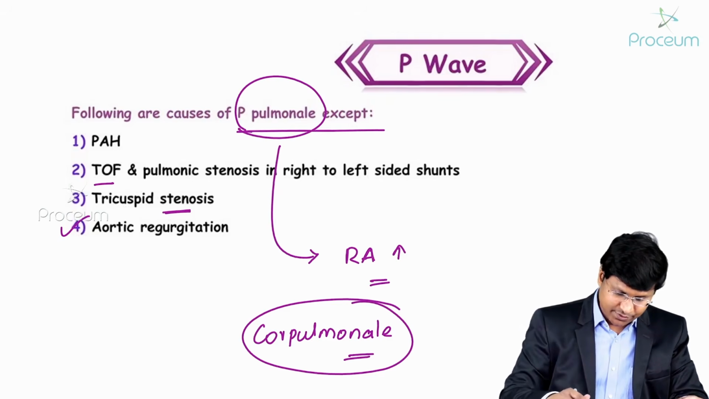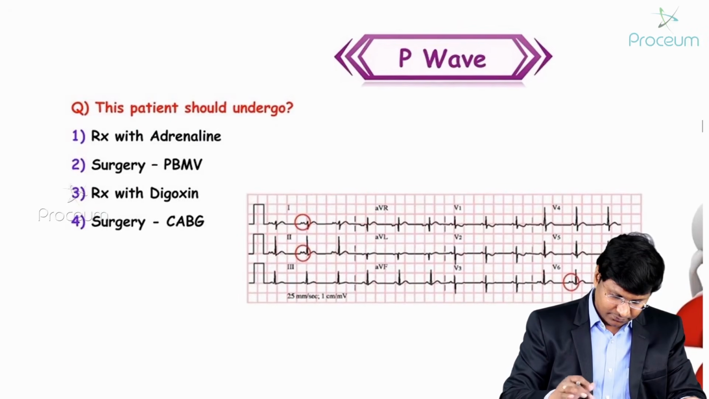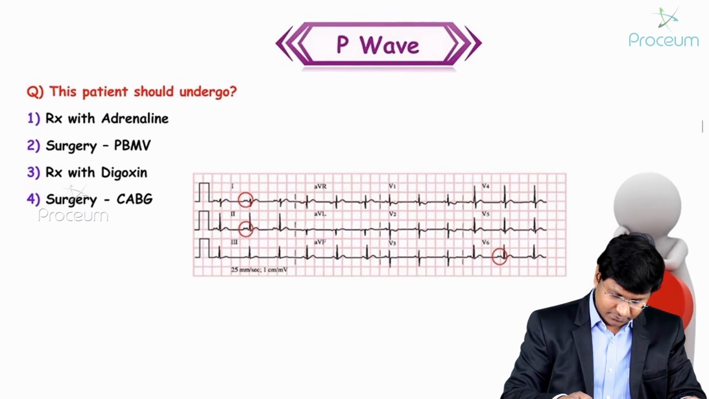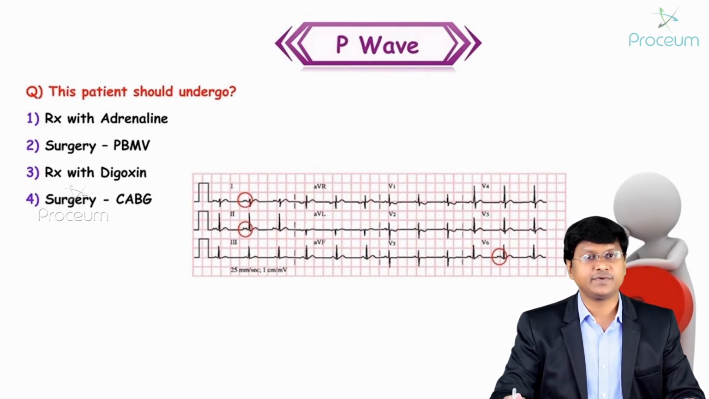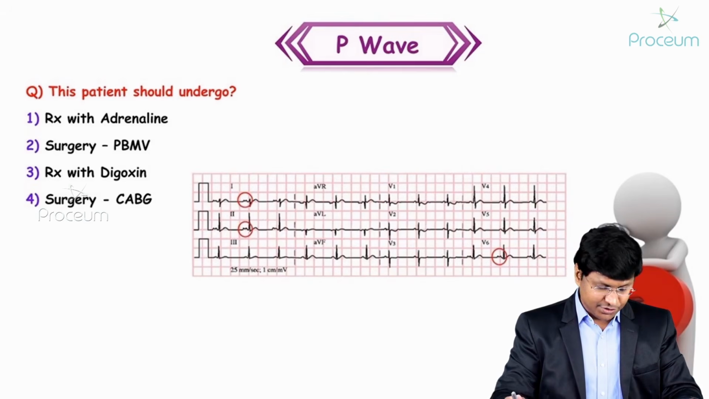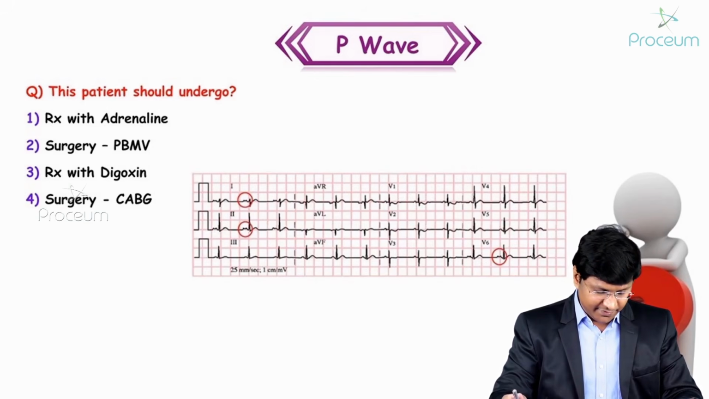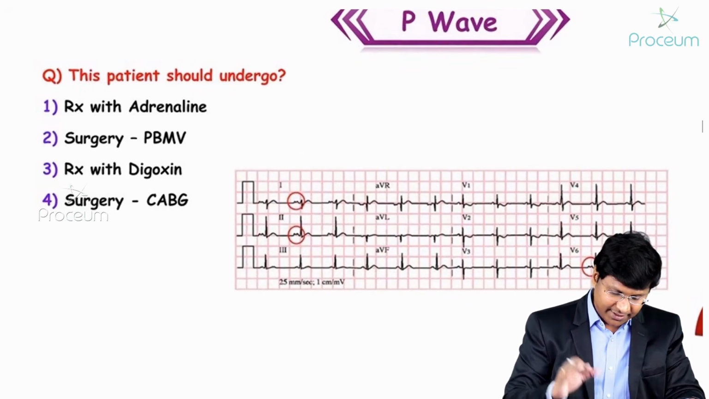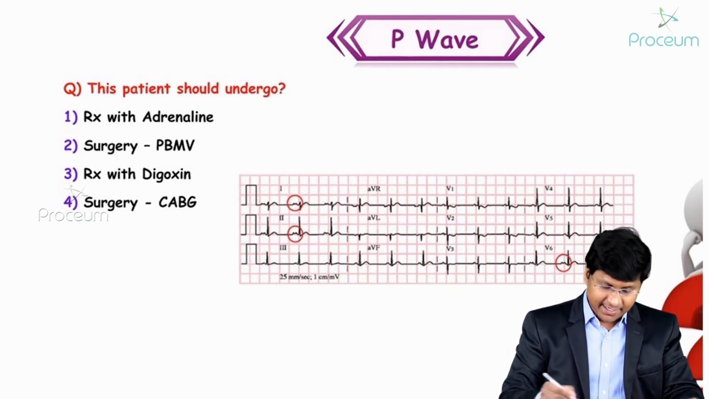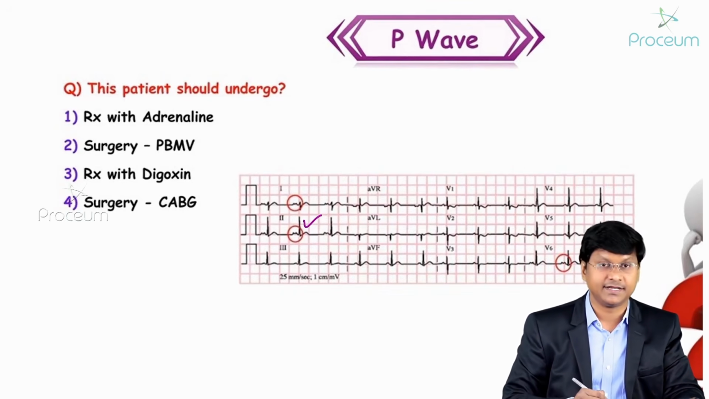Now you see the next question. The question is, this patient should undergo which treatment: adrenaline, surgery that is PBMV, percutaneous balloon mitral valvotomy, treatment with digoxin, or surgery that is coronary artery bypass graft? I'll slightly zoom the ECG. This is the ECG, and the abnormality has been circled over there.